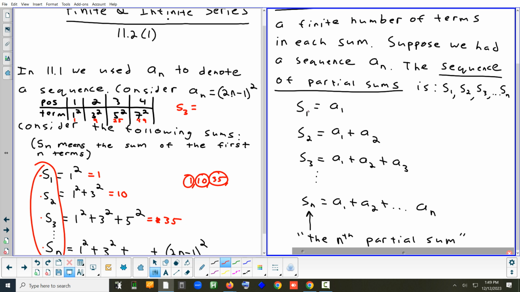So that's the first partial sum, second partial sum, third partial sum, and this would be called the nth partial sum. And the reason they're called partial is because you're not adding up every single number that there is. You're only adding up some of the numbers, like just the first 2 or just the first 3. Depends how many you're adding up.